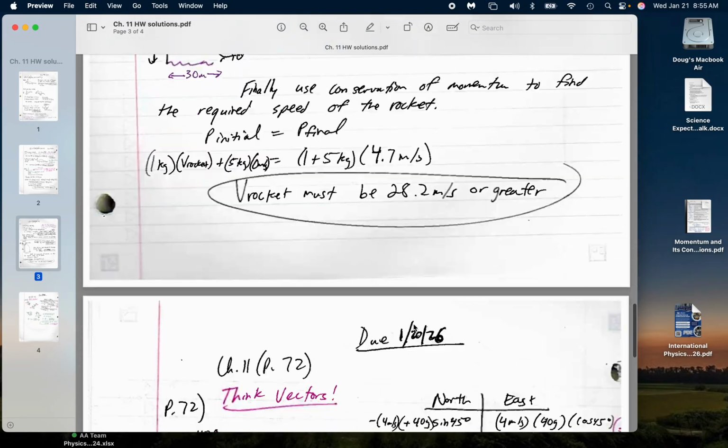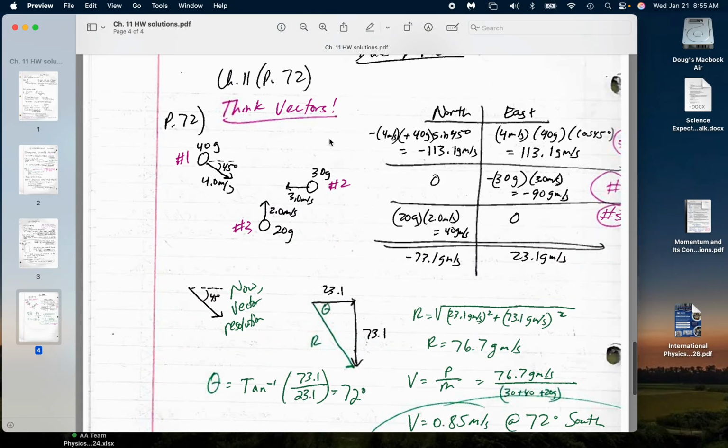The last one here is a vector problem, and it is not much different than some of the vector problems we've done for well over a year now. It's just that you've got to think about the momentum being the vector quantity, not mass, not velocity. So in this case, I split it up into 3. I was kind of cut off here when I made a copy or scanned. So this is number 1, number 2, number 3. For number 1, it's going at a 45-degree angle down like that.